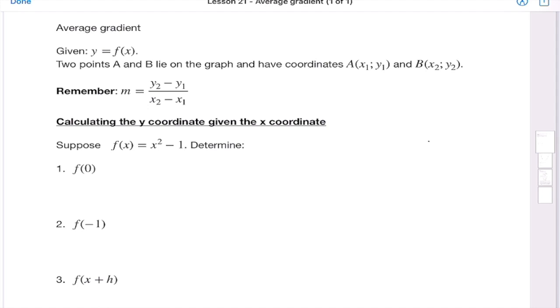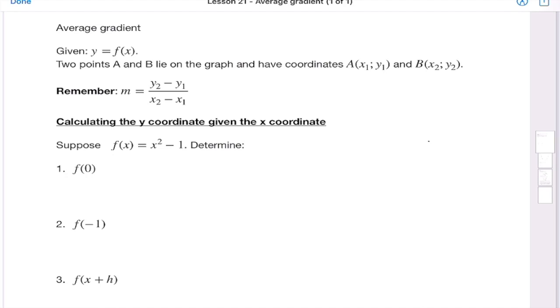You will remember, if you join point A to point B, you will get a straight line, and you can work out the gradient of the straight line using the gradient formula that we learned from analytical geometry. M is equal to y2 minus y1 divided by x2 minus x1.